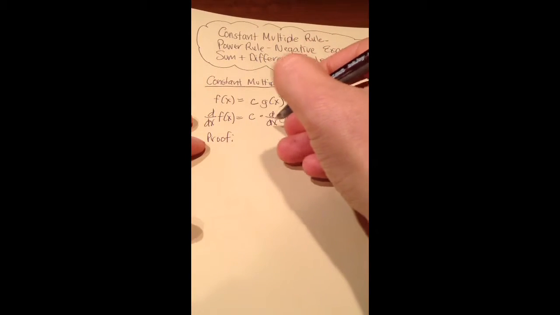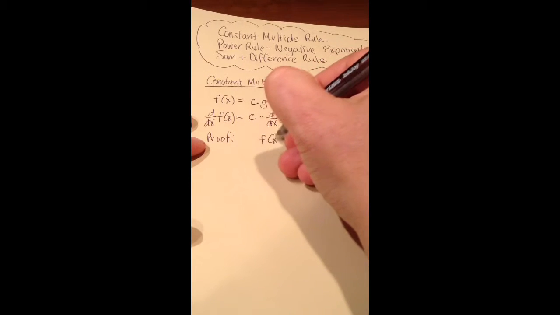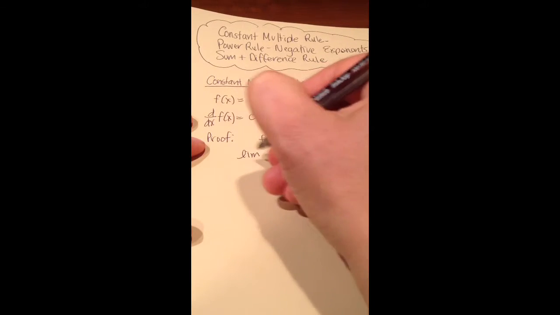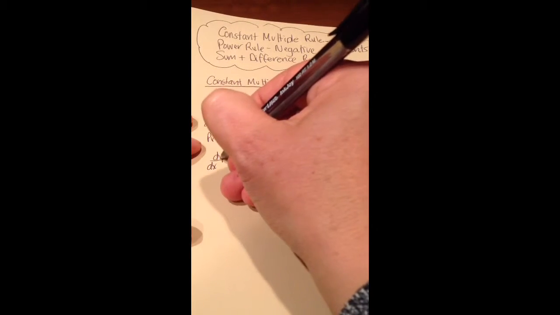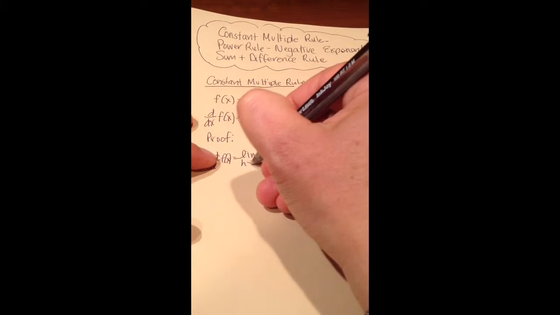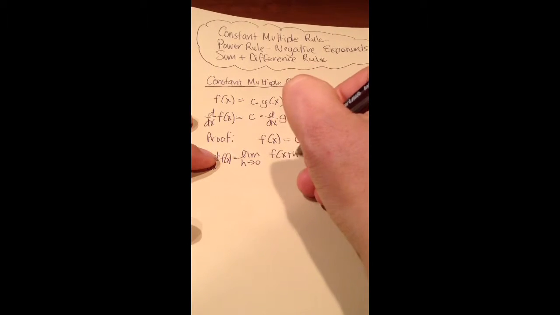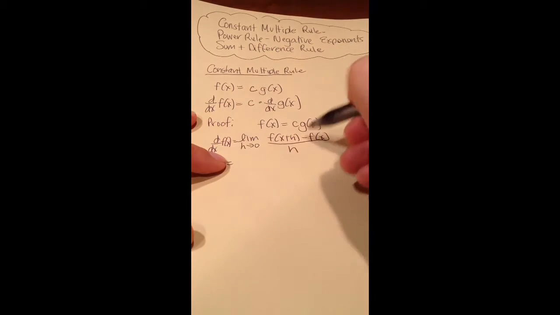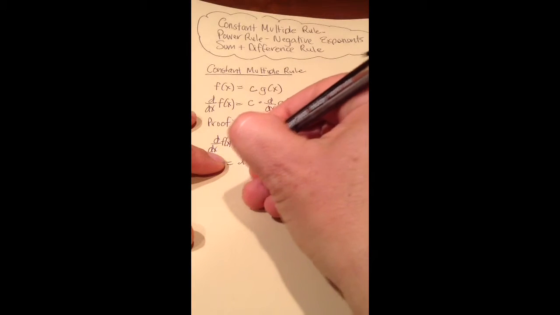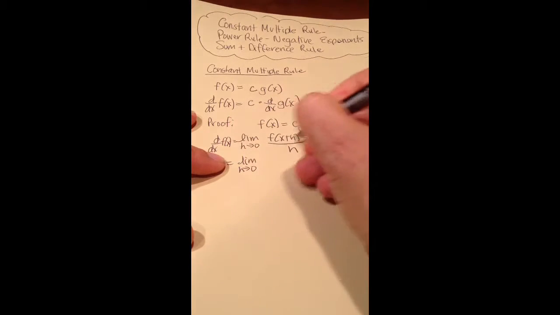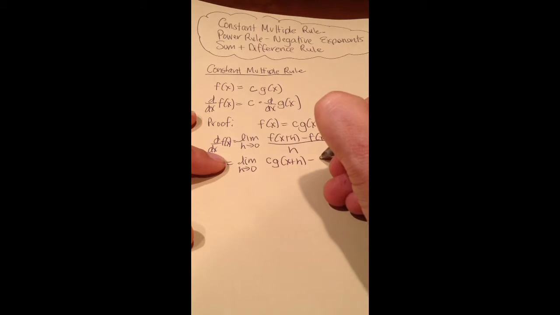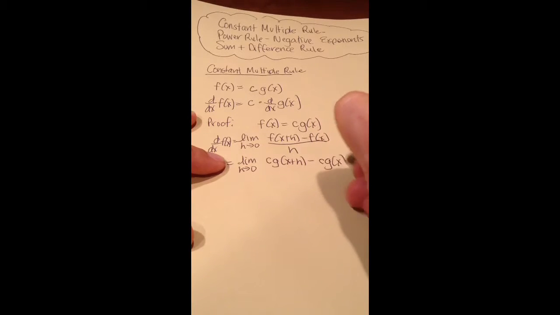So a proof would be, we're going to start with a function f of x equals c times g of x. We're going to look at the limit, so the derivative of f of x is going to be the limit as h approaches 0 of f of x plus h minus f of x over h. Okay, so I'm going to plug x plus h into this function up here. So when I do that, I end up with the limit as h approaches 0, x plus h goes in, I get c g of x plus h minus, if I plug x into this, I'm just going to get c g of x over h.